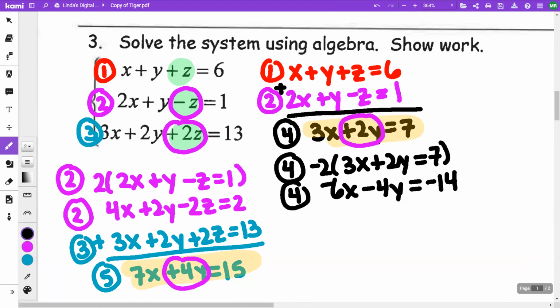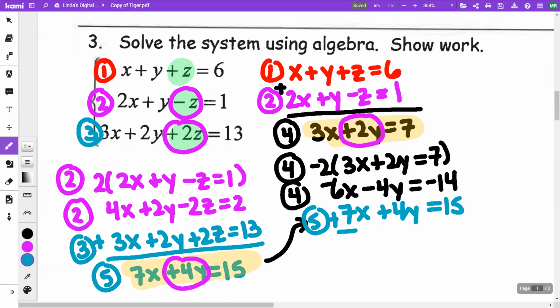I'm going to use it with equation 5. So equation 5 is 7x plus 4y equals 15. When I add this together, I'm going to end up getting x, my y's are going to cancel, is equal to 1. Okay, so I got x is 1.